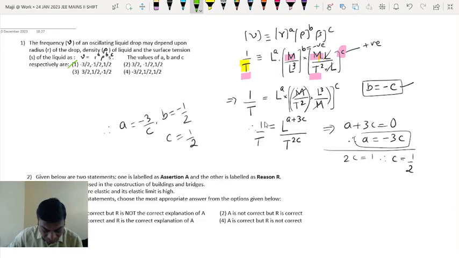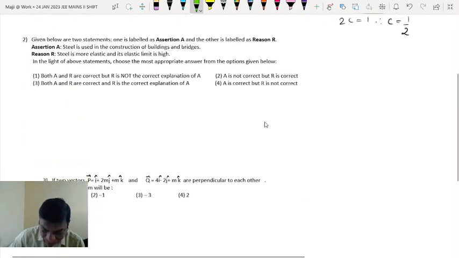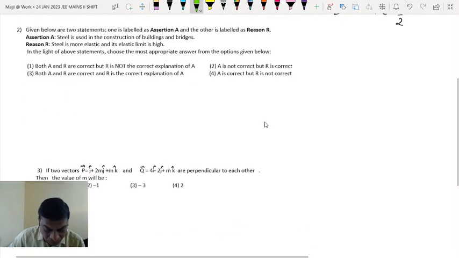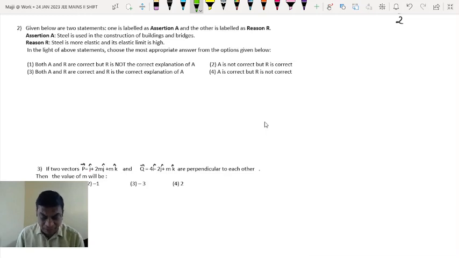Okay. Let us move to the second question. Given below are two statements. One is labeled as assertion A and the other is labeled as reason R. Assertion A: Steel is used in the construction of buildings and bridges. Reason R: Steel is more elastic and its elastic limit is high.